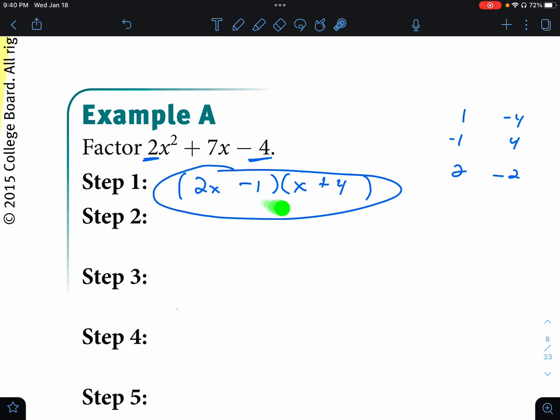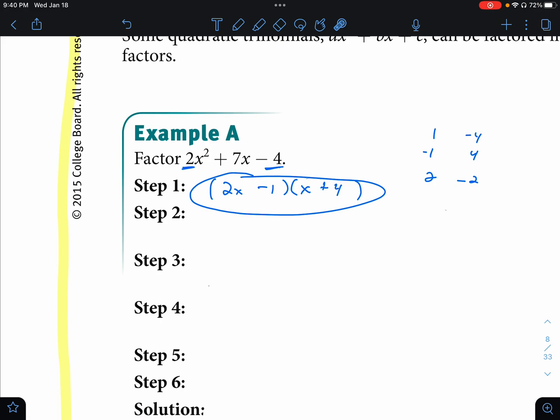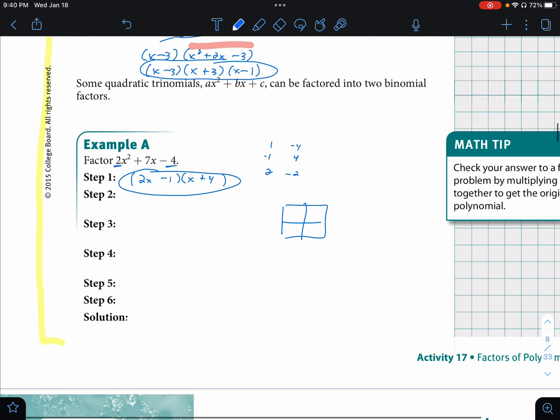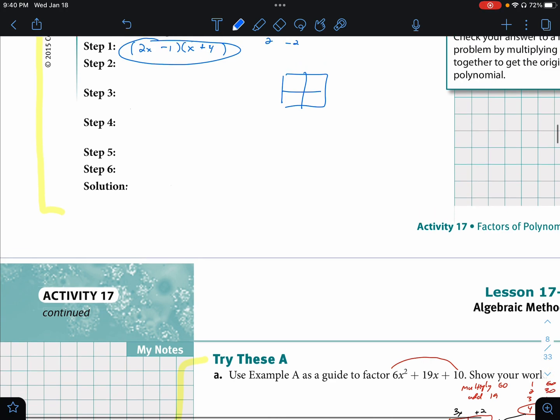And if I had tried the other combinations there, it would not have gotten me to the same middle term. You could have also done the area model. That's the 2 by 2 grid. You can look back at semester 1 if you need help with that. What I recommend here is going ahead and hitting pause and trying those on your own. Go ahead and hit pause, but I'll reveal the answers here in 1 second.